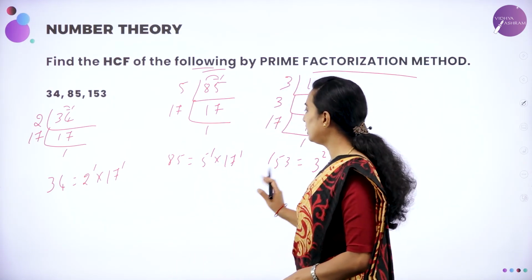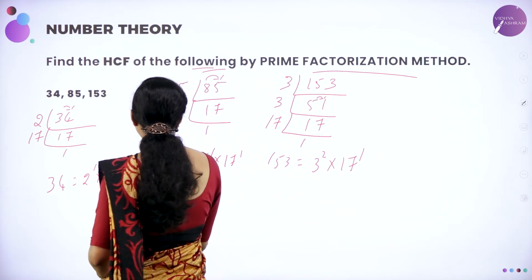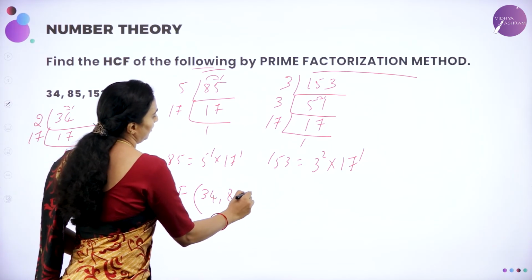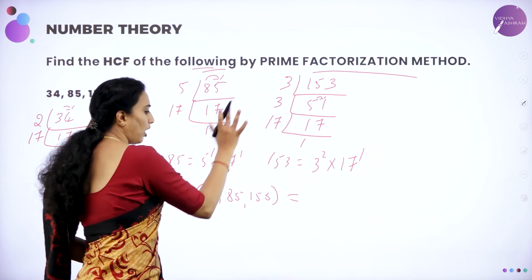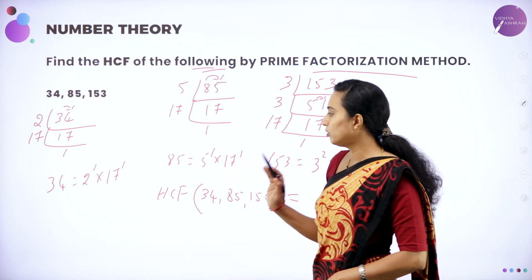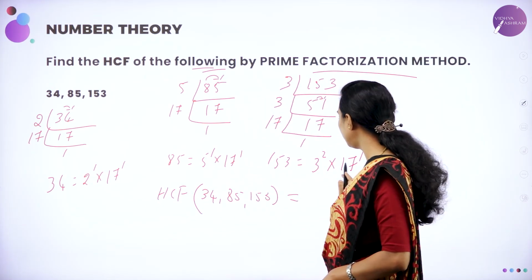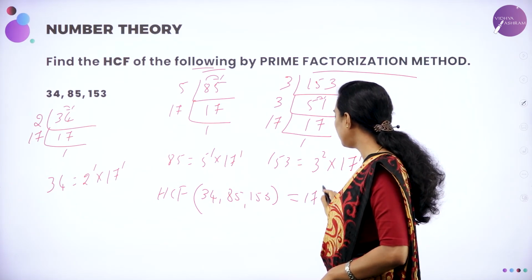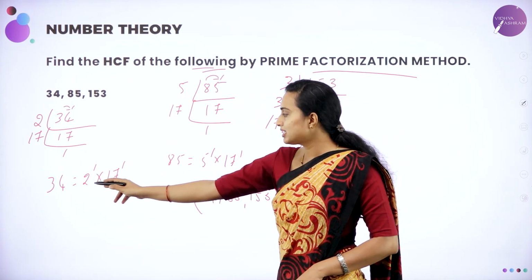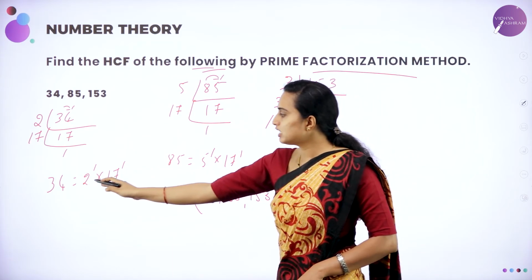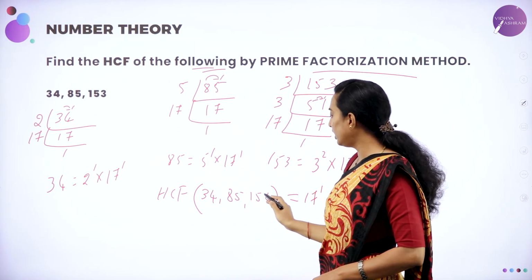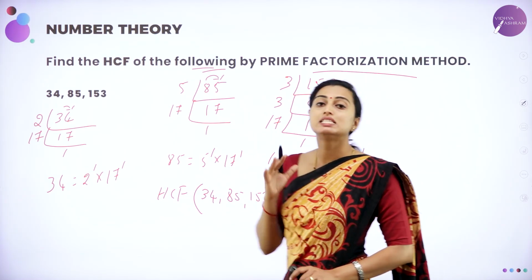Right? So now, what is the HCF of the numbers 34, 85 and 153? Which are the common numbers repeated here? 2 is there, not there, not there. So 2 cannot be written. 17 is there, 17 is there, 17 is there. So 17 to the power of 1, the lowest power of 17, can be written. 5 is not there, 5 is there, 5 is not there. 3 is not there, 3 is not there, 3 is there. So therefore the HCF of 34, 85 and 153 is only the number 17.